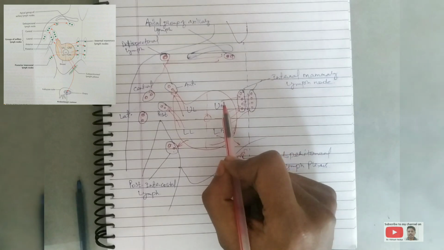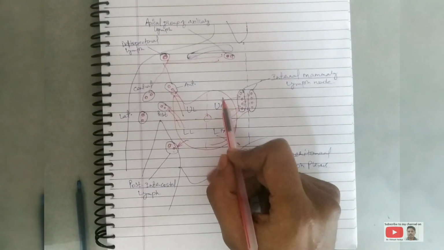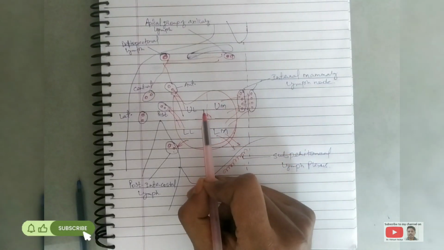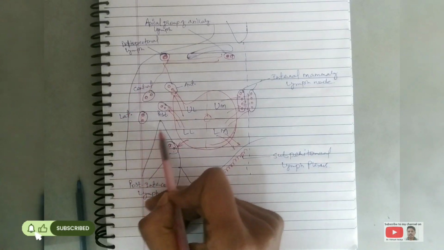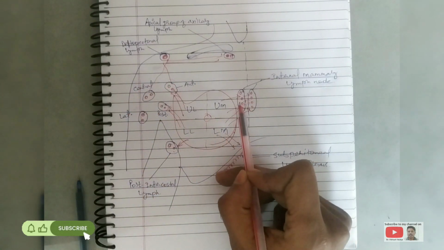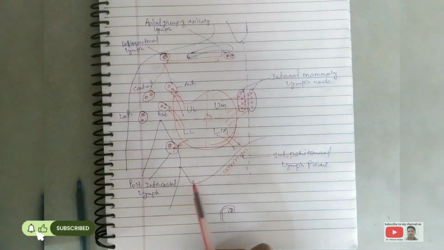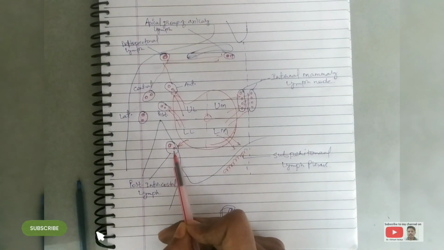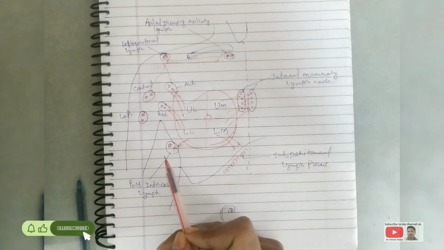One notable point we need to understand: about 75% of the lymph from the breast is drained by the axillary group of lymph nodes, 20% is drained by the internal mammillary nodes, and the remaining 5% is drained by the posterior intercostal lymph nodes. So this is about the lymphatic drainage of the breast.